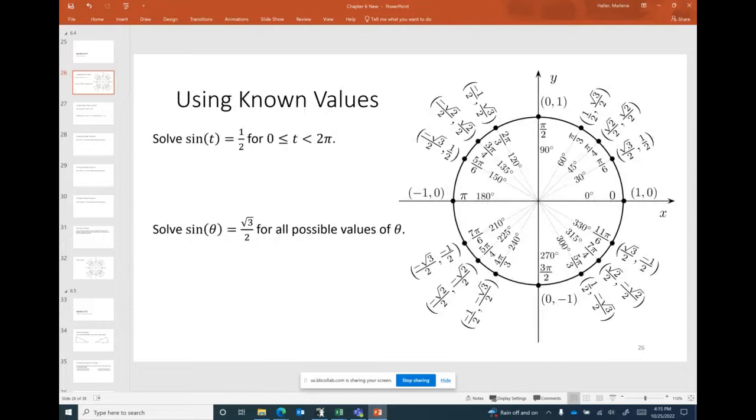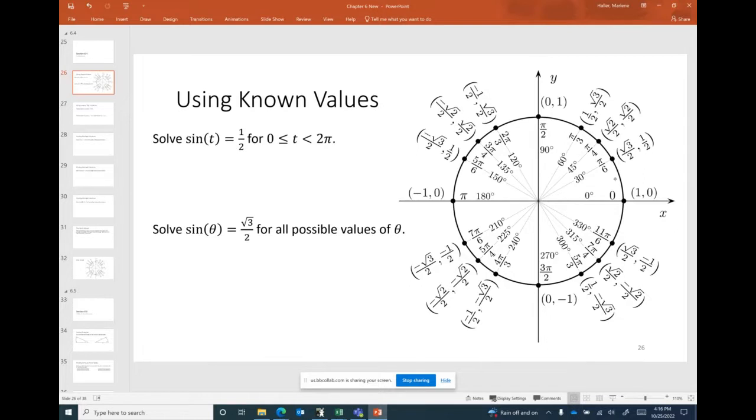All right, let's start with some simple equations. Say I want to solve for t here. The sine of t equals 1/2, and I'm interested in values of t that are between 0 and 2 pi. Recall that the input to a trig function is an angle, so I'm looking for the angle whose sine is 1/2.